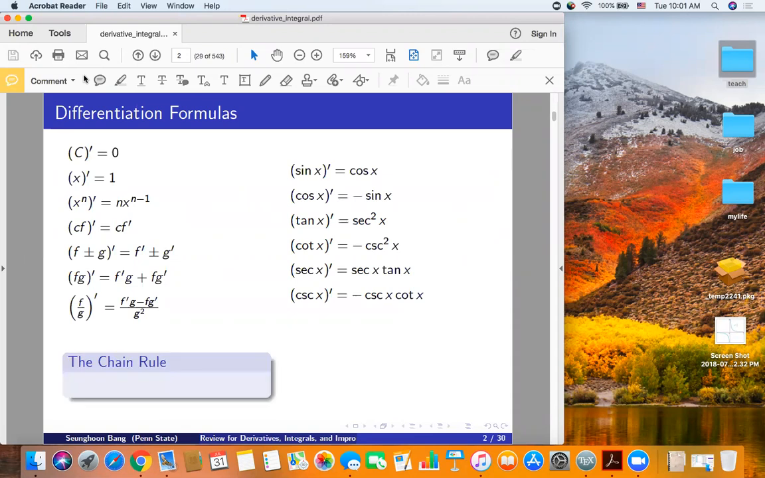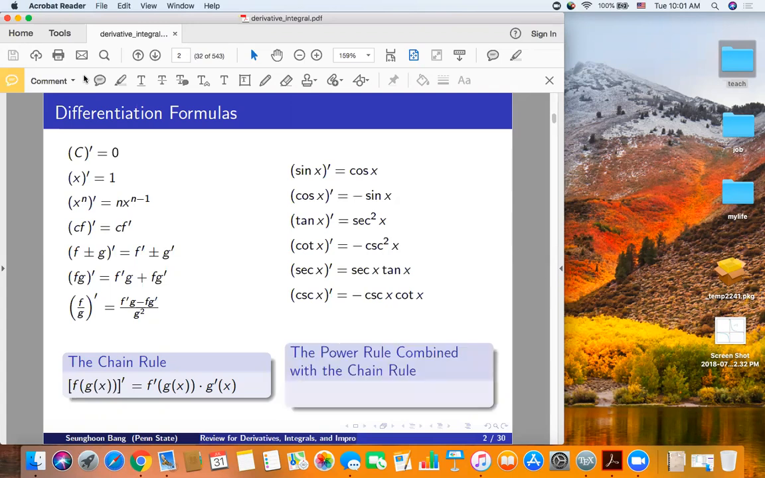You need to know the chain rule. F of g of x prime is f prime of g of x times g prime of x. The power rule combined with the chain rule: g of x to the power n prime is n times g of x to the n minus 1 times g prime of x.